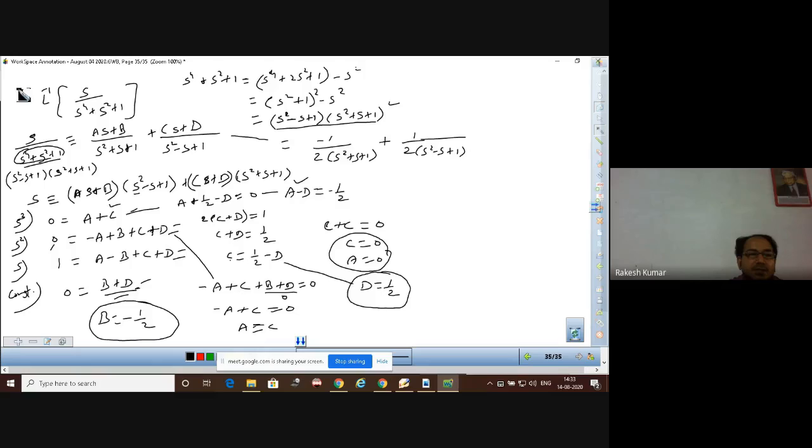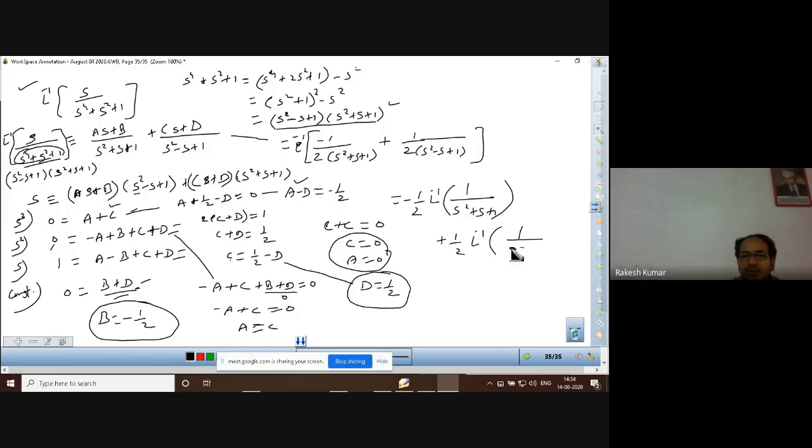Now you just see, if you want to find out L inverse of this, then L inverse of this term is equal to L inverse of this term. And what it comes out to be is minus 1 by 2, because it is a constant term, it can be taken out, L inverse of 1 over s square plus s plus 1, plus 1 by 2 L inverse of 1 over s square minus s plus 1.